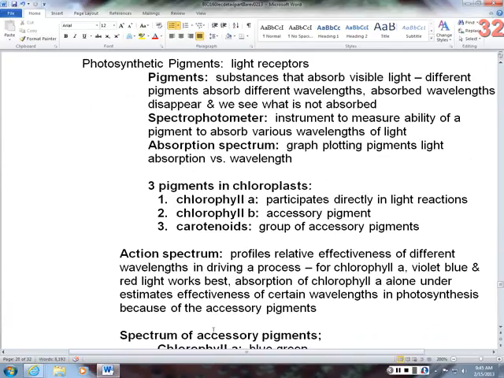And so when we look at the pigments, we'll say it has an action spectrum, a place where it's going to be most effective at absorbing a wavelength of light. So for chlorophyll A, it's violet, blue, and red light that works best. Chlorophyll A alone is what they use to measure a lot of things, but it really underestimates the effectiveness because you've got the accessory pigments. So it's more than just red and blue light that will help with the plants. That's going to be a good stopping point for today.